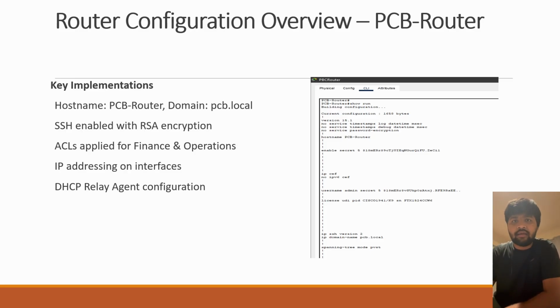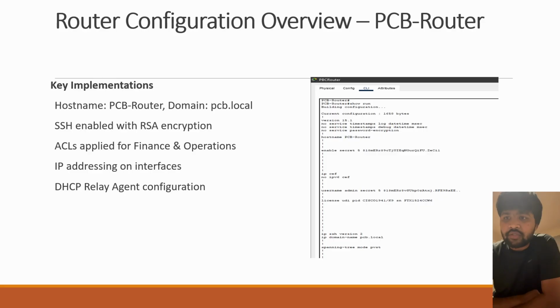Slide 9. To confirm our settings, we ran several verification commands in Packet Tracer. So show ip interface brief shows all router interfaces up with correct IPs on the router. Show access-lists demonstrates ACL 10 and 20 filtering correctly.